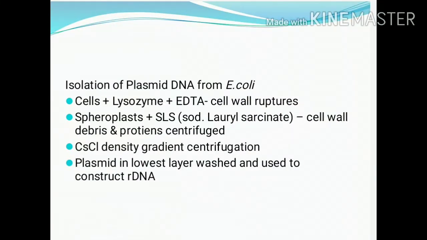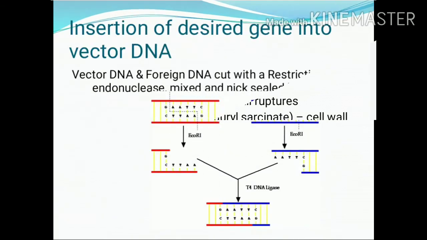To isolate the plasmid DNA from E. coli, cells are treated with lysozyme and EDTA and the cell wall is ruptured. Spheroplasts are treated with sodium lauryl sarcosinate. Cell wall debris and the proteins are centrifuged and removed. Then cesium chloride density gradient centrifugation is performed and the plasmid is obtained in the lowest layer, and it is used to construct the recombinant DNA.